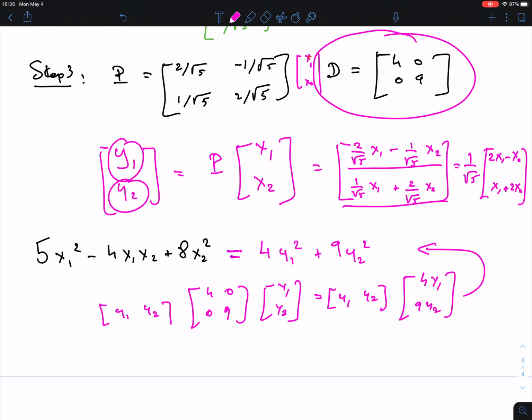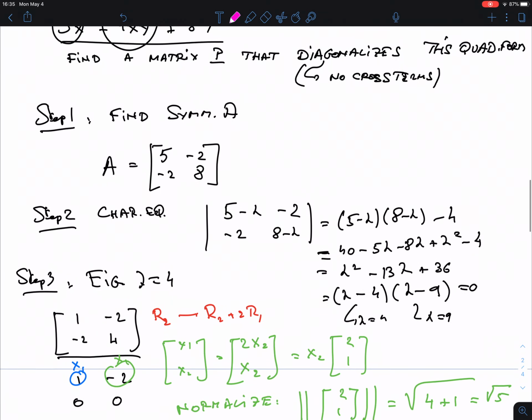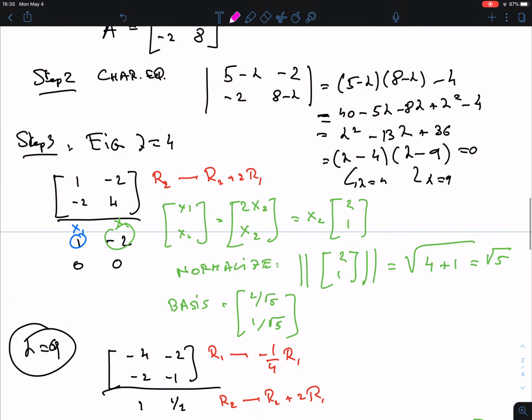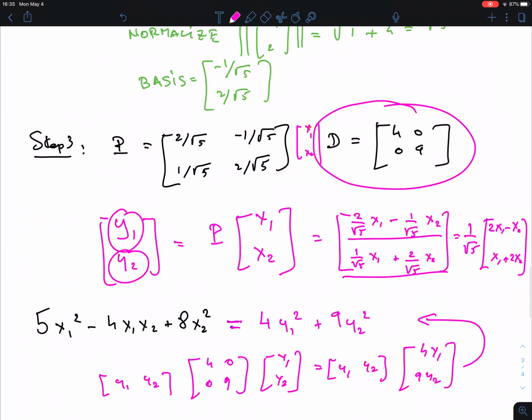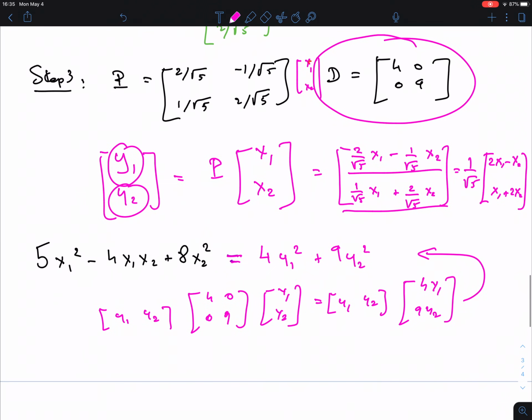Okay? So the question is to find the matrix P, that's the P that we now just found, and then also find the diagonalized form of this quadratic form. So a diagonal quadratic form, a quadratic form without cross terms, that is this one. Okay, so this is how this works.